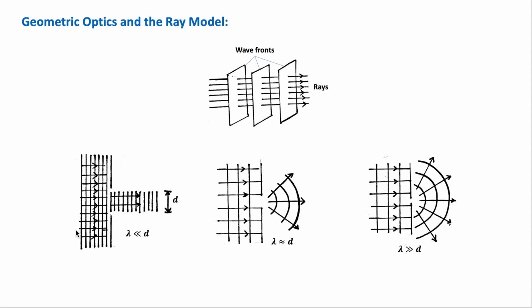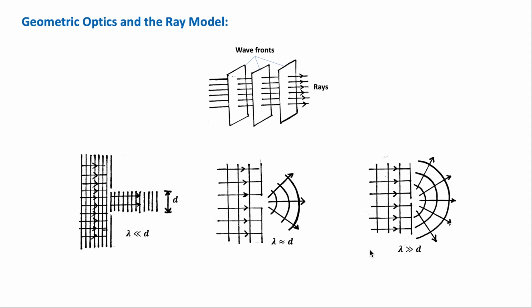But if the size of the opening gets smaller and is of the order of the wavelength, as you can see here, then the waves and the corresponding rays will spread out from the opening, right? In all directions. And this is known as diffraction. And we say that the incoming plane wave undergoes diffraction as it passes through the opening, okay?